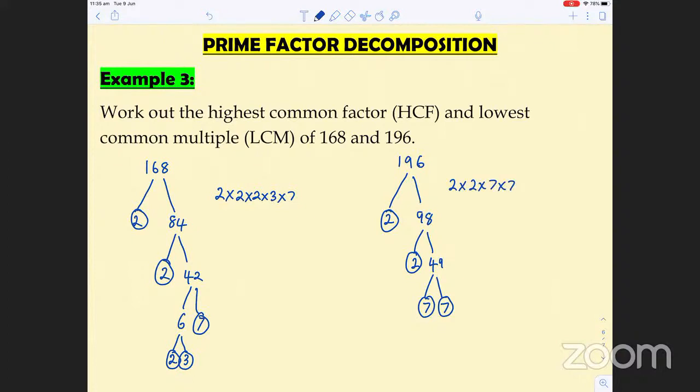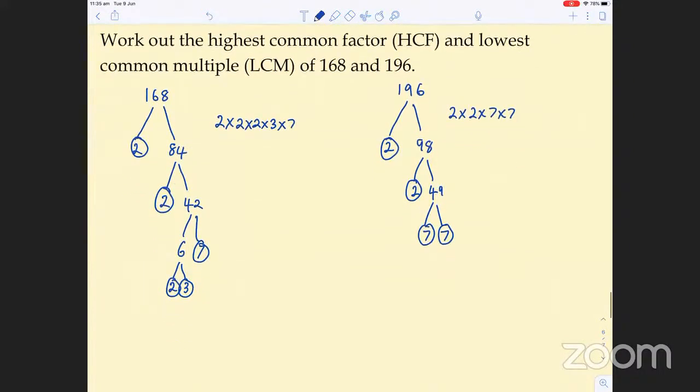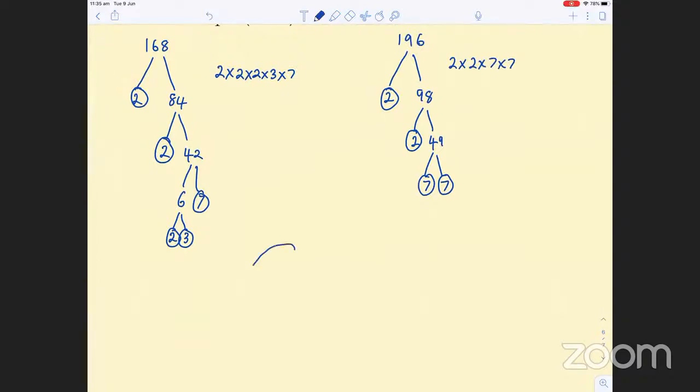Okay, now to work out the highest common factor and the lowest common multiple for those two numbers, what we need to do is draw a Venn diagram, which I'm just going to draw here. Okay, and one of these circles is going to represent 168. The other one is going to represent 196. And what we need to do firstly is put these numbers into our Venn diagram. So we're going to start with the number that goes into the middle.